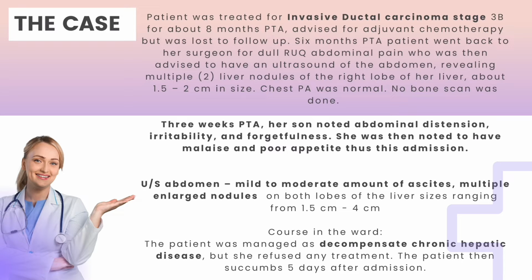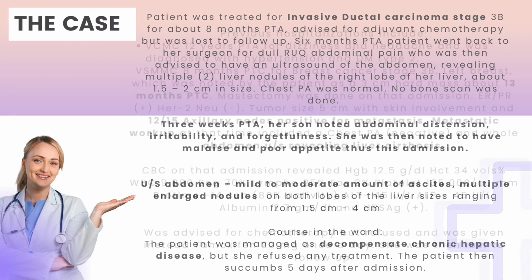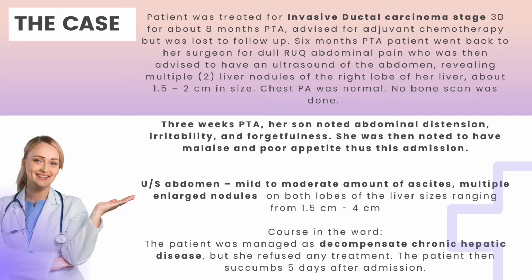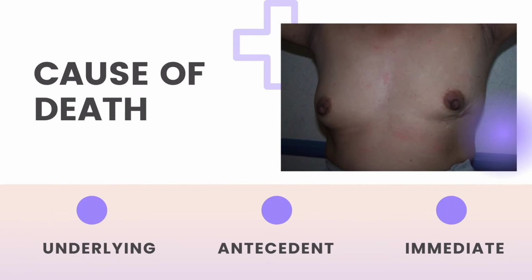Ultrasound of the abdomen revealed mild to moderate ascites, multiple enlarged nodules in both lobes of the liver, sizes ranging from 1.5 cm to 4 cm. Patient was managed as decompensated chronic hepatic disease but refused any treatment. Patient then succumbs 5 days after admission. Let us discuss the underlying cause of death, antecedent cause of death, and immediate cause of death in this patient.